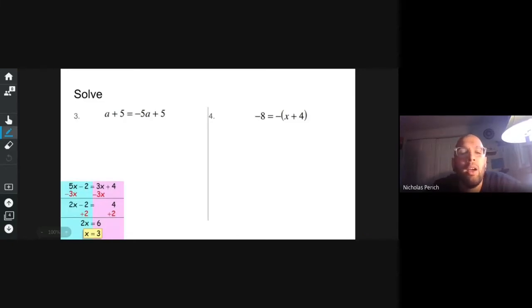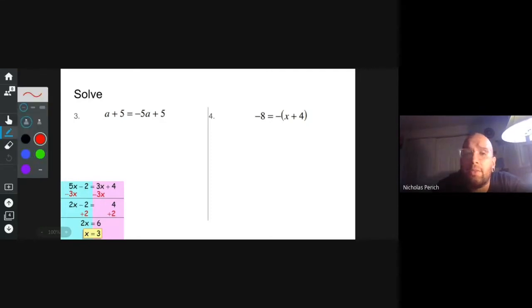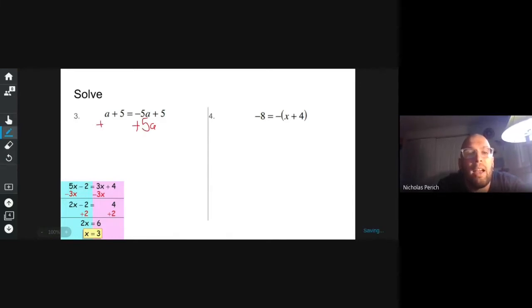Oh no! Look at that. I have an A on the left and a -5A on the right. If you see an A on the left and an A on the right side of an equal sign, I prefer to get rid of the smaller one. If you have a variable on the left and a variable on the right, you have to eliminate one of those variables, and I prefer to get rid of the one that's smaller. -5A is smaller. How do I get rid of a -5A that's floating around? Add 5A. Cross you out.